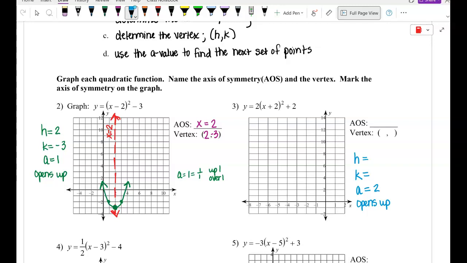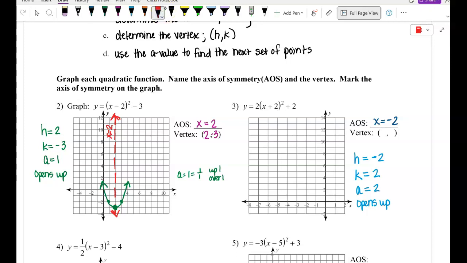What is the value of h? -2. Because of that plus 2, we're taking the opposite sign. So it's a -2. And what is the value of k? +2. So what is my axis of symmetry for this function? X equals -2. H is -2, so x equals -2.